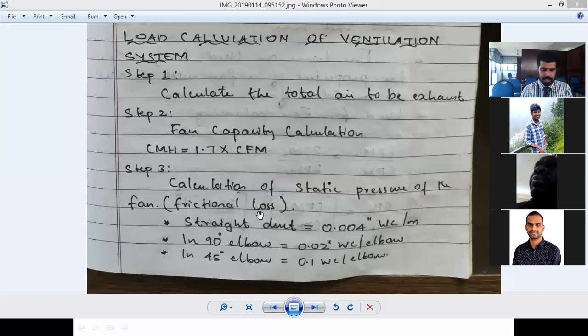To calculate the actual static pressure, we consider the longest path or the critical path, whichever it might be. You can choose the longest path or any critical path.